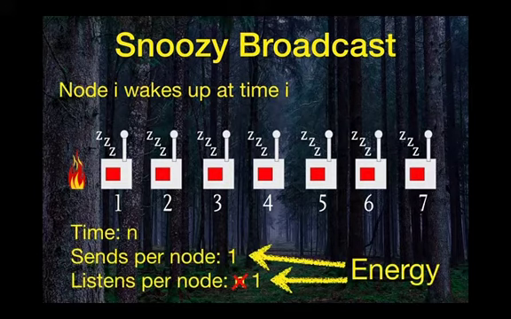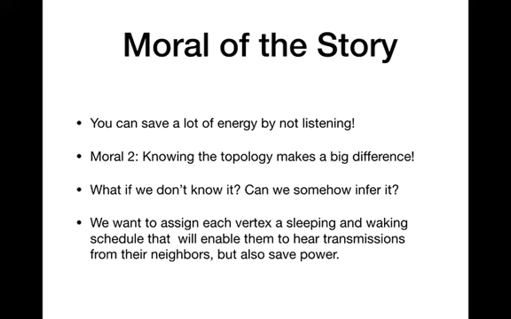That means that, again, the signal took n steps to go across the path, but there was only 1 send per node and only one listen per node as well. So that's a total energy of constant per node, compared with the other example where the listening energy was a lot more. The moral of the story is you can save a lot of energy by not listening. And of course, the second moral is that knowing the topology makes a big difference.